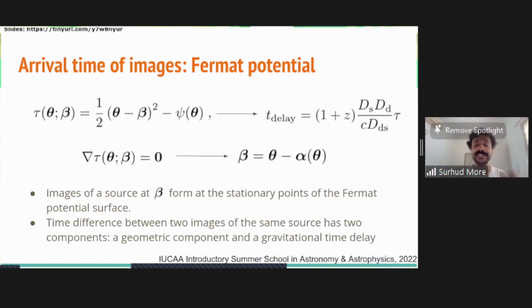So in this case, what it's telling you is that light takes actually stationary paths which correspond to the stationary points of this particular Fermat potential surface, which tells you the time of arrival with respect to the unlensed source. So if you have multiple stationary points, then you can get multiple images because light will take any of these possible paths and reach you.